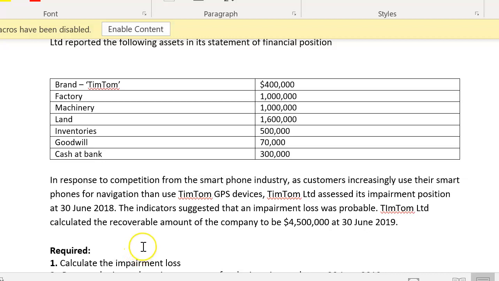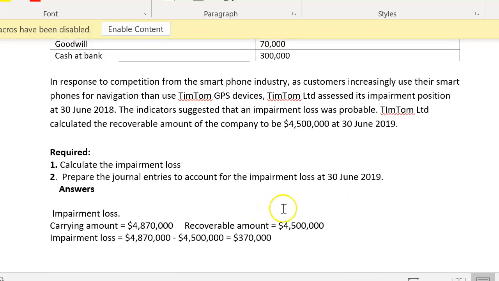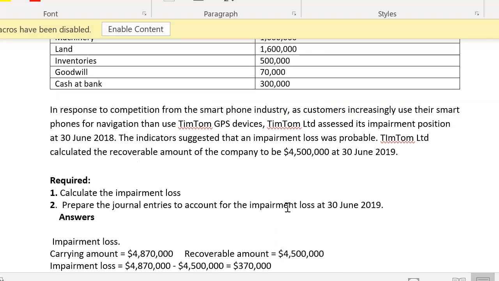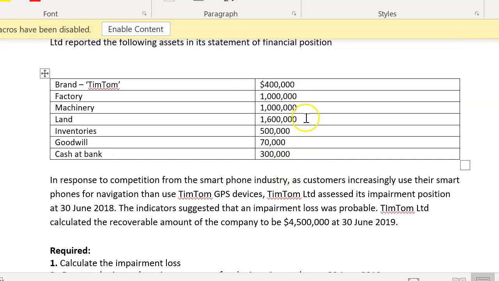Now, how do you calculate the impairment loss? So impairment loss occurs when the recoverable amount is less than the carrying amount. Okay, so let's work out the carrying amount of this business, or carrying amount of assets of this business.